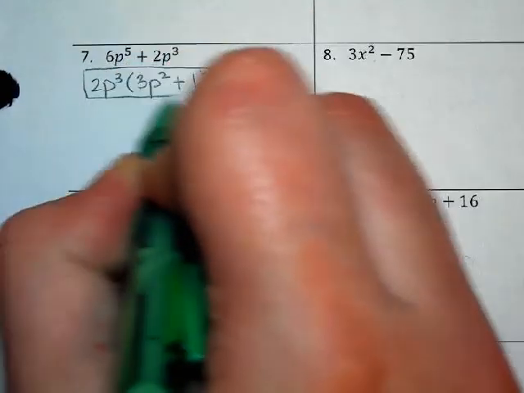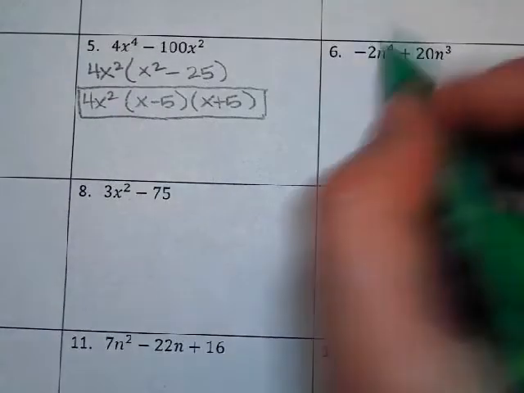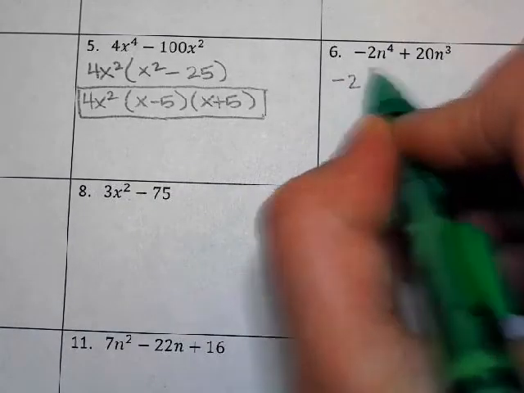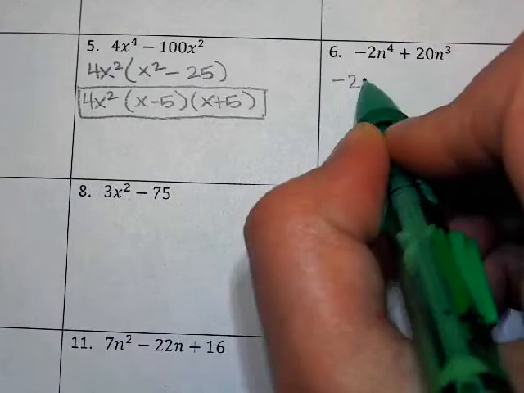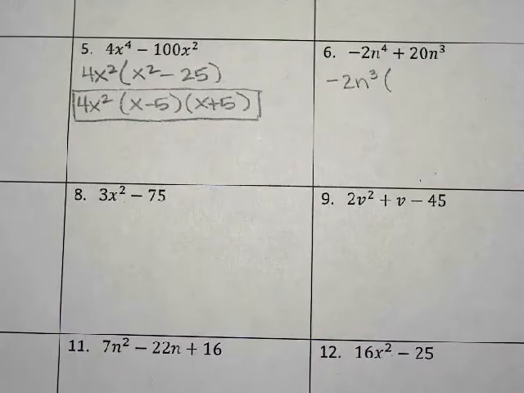And then the question that Alex had asked about number 6 was, do you take the negative out and then take negative 2 out and then take n to the third out? And the answer was yes. Yes, you do take out the negative. It should always be positive in the factor, yes.